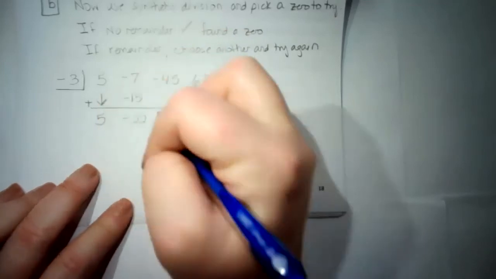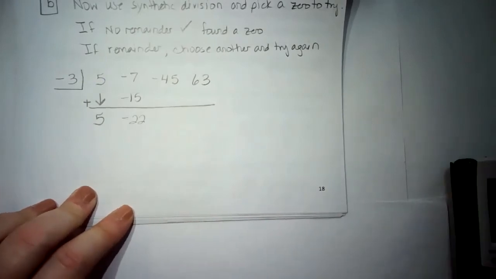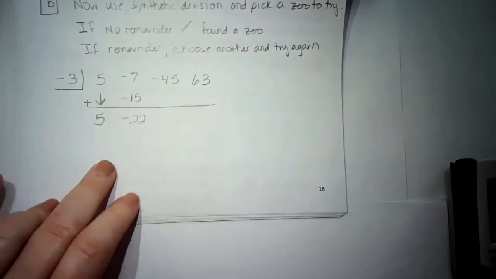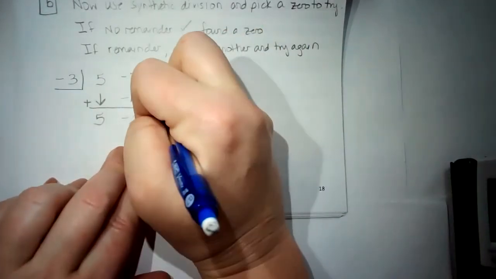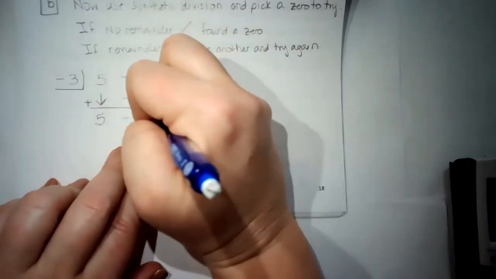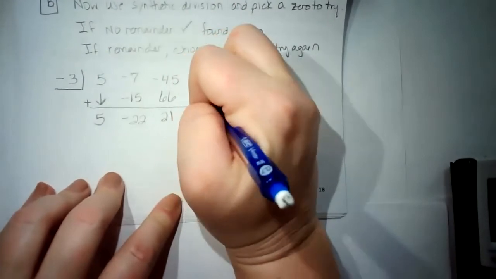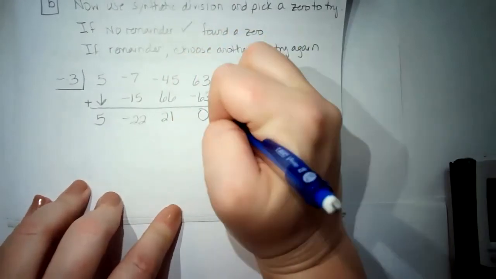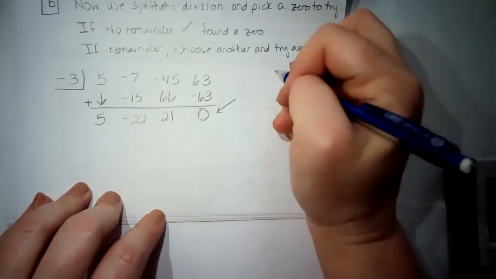Sorry, I didn't have this worked out on here. I thought I was going to, but I got the wrong one. Okay, so that gives me -22. -3 times -22 is 66. Add those, I get 21. -3 times 21 is -63. Sure enough, no remainder, this means it is in fact a 0.